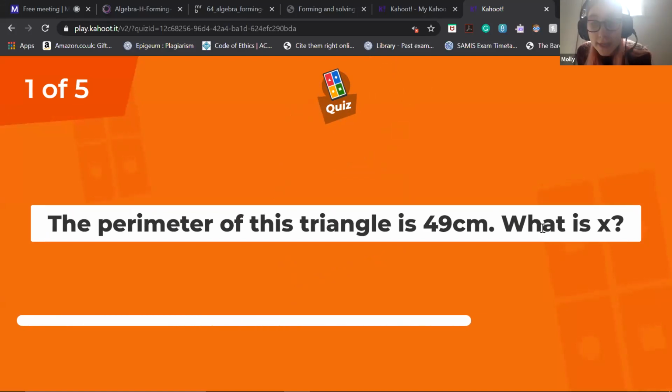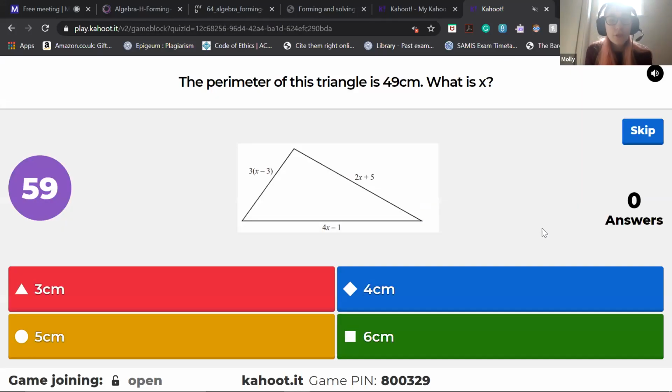Okay, so we've been given a triangle, we're told the perimeter, and we want to solve for x. So give this one a go and see what you get.